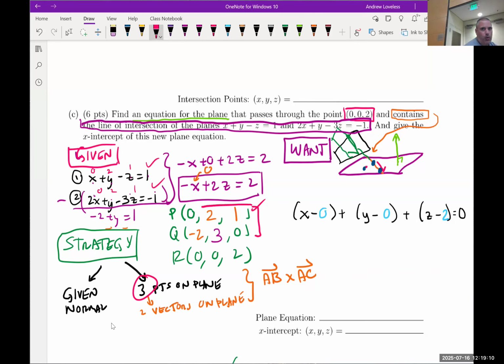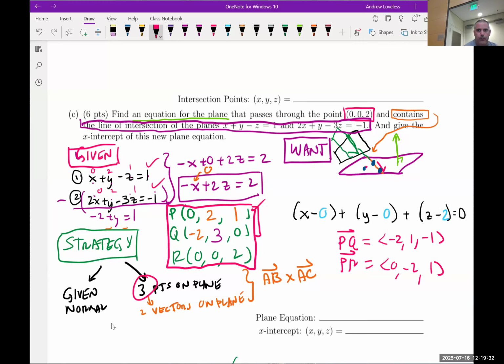I compartmentalize my thinking because I know once I get there, I have a strategy. So then you just have to reset and say, I need PQ, I need PR, and I want to take their cross product. So PQ, you can do it in any order, but I'll do negative 2, 1, negative 1. Then PR is 0, negative 2, 1. Once I get done with their cross product, I'll be done.